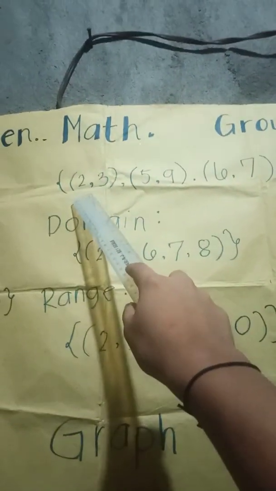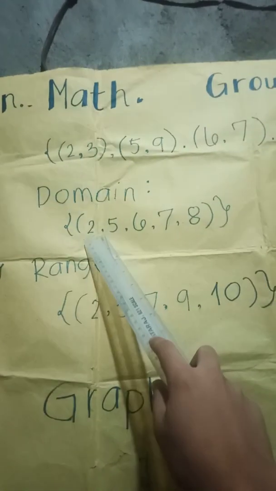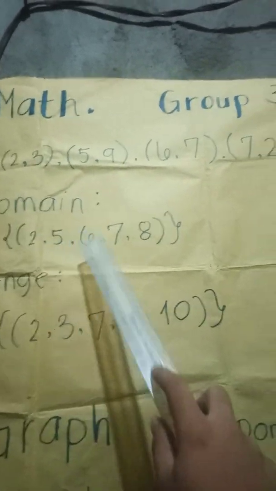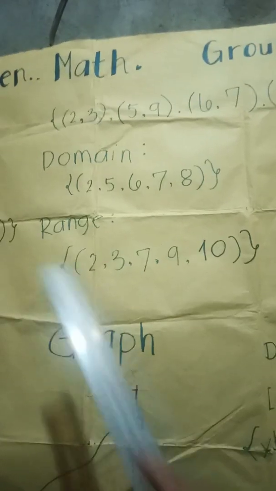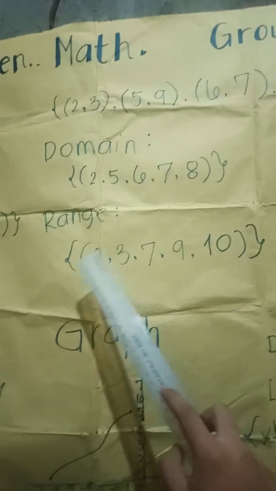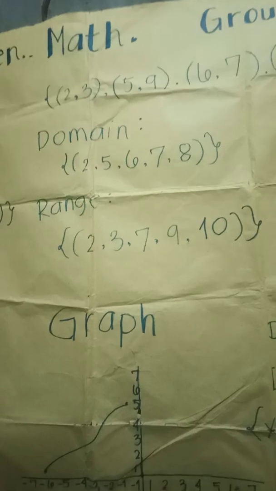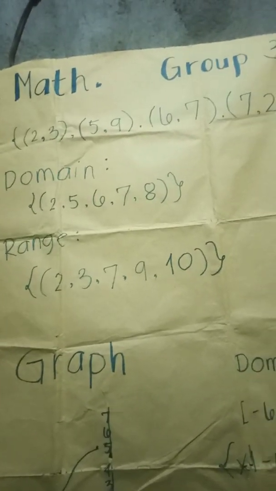The domain numbers are the first numbers, right: 2, 5, 6, 7, 8. So the arrangement is, obviously, 2, 5, 6, 7, 8. It's so simple, right? And the range, the second numbers, is 3, 9, 7, 2, 10. So you just need to arrange it: 2, 3, 7, 9, 10. Okay? So that's how you find the domain and range of ordered pairs.